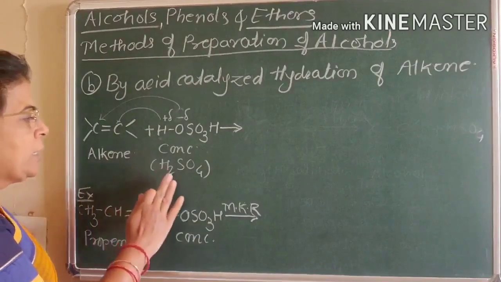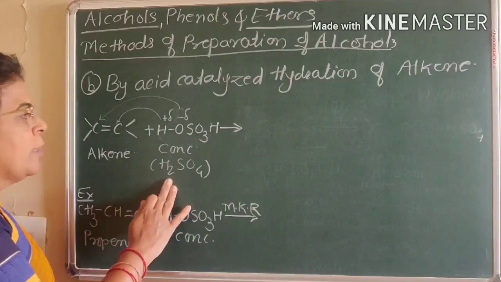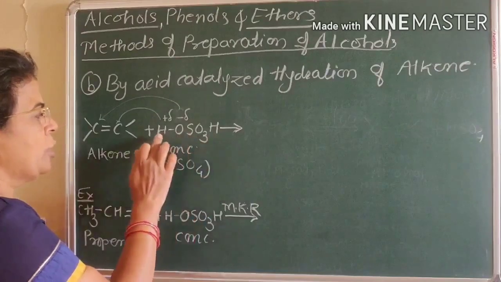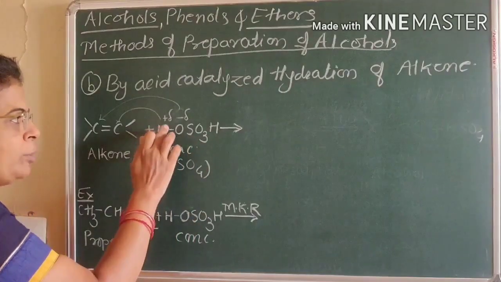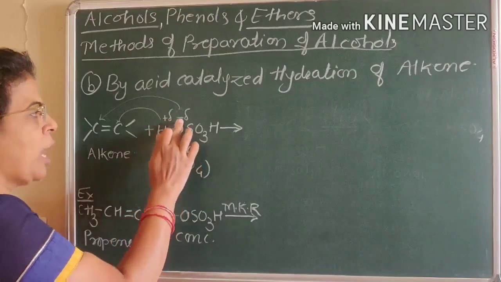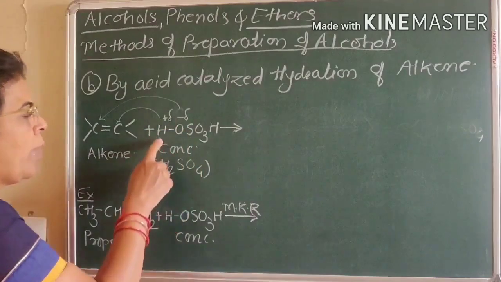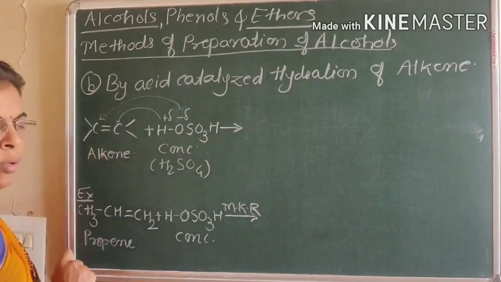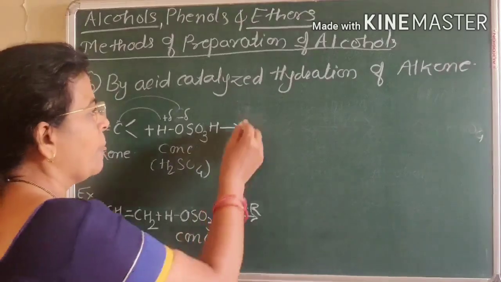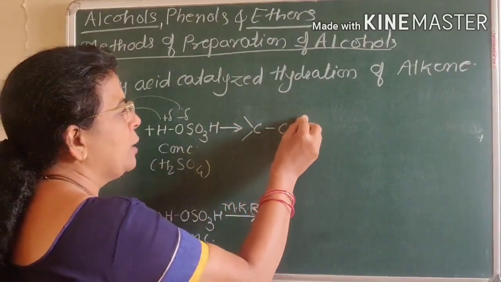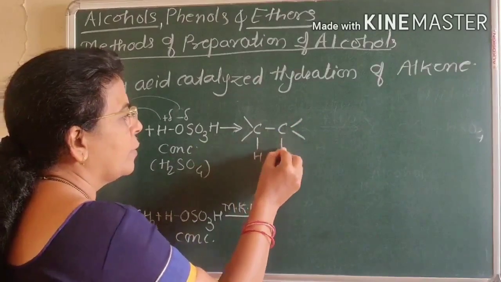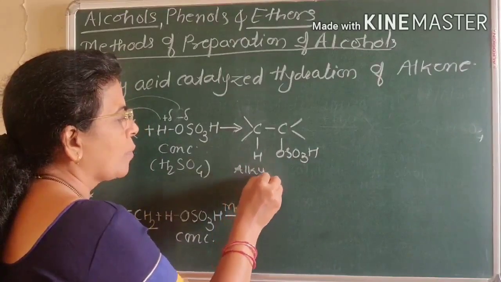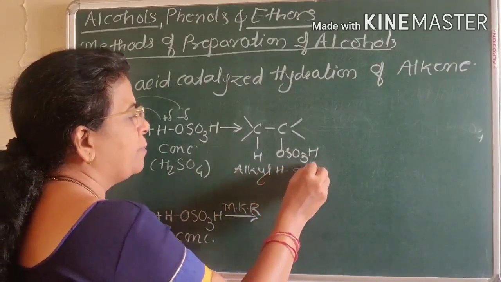When this alkene is treated with concentrated H2SO4, which is written as HOSO3H, in which this hydrogen has a partial positive charge and OSO3H has a partial negative charge, addition of this HOSO3H takes place across the double bond of the alkene to form alkyl hydrogen sulfate. This is alkyl hydrogen sulfate.